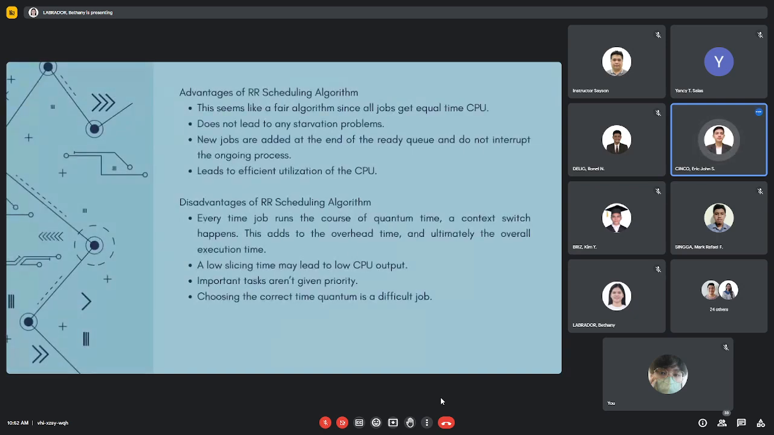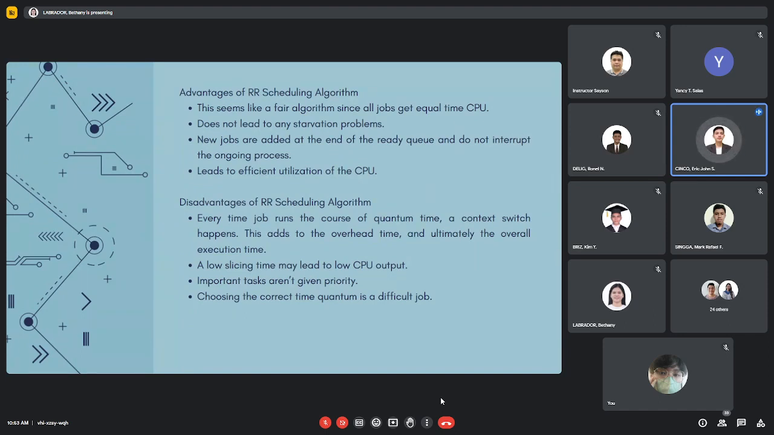So the advantages of the RR scheduling algorithm. This seems like a fair algorithm since all jobs get equal time. Round robin gives each process an equal quantum time to be processed. And next, it does not lead to any starvation problems.